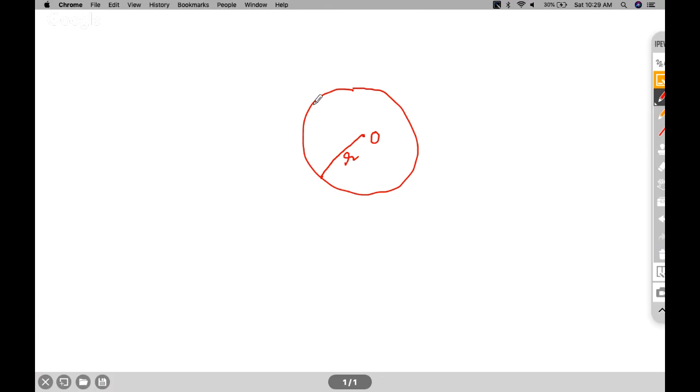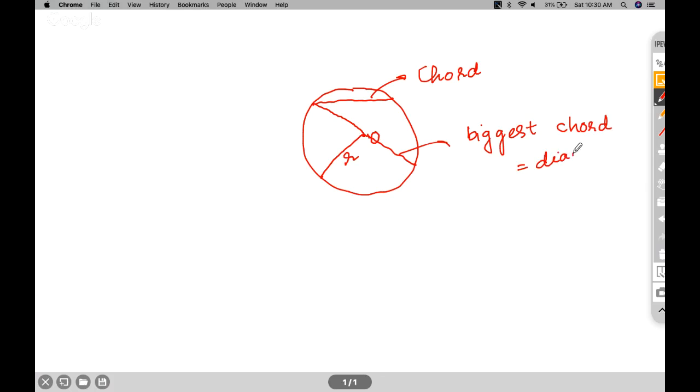What is a chord? A chord is the distance between any 2 points on the circumference. So if you draw a line between any 2 points on the circumference, that would be a chord of the circle. So what is the biggest chord of the circle? The biggest chord of the circle would be the diameter, because it passes through the center and joins the line on the other side. So the biggest chord is the diameter. Now diameter is 2 times the radius.